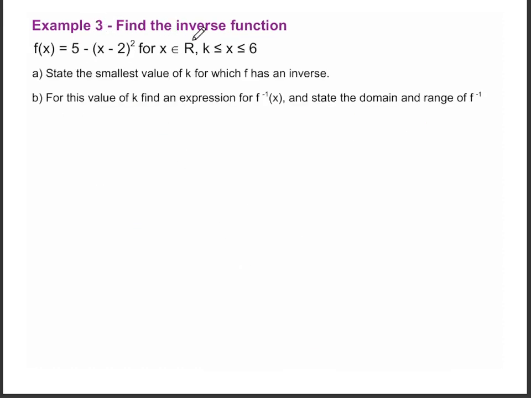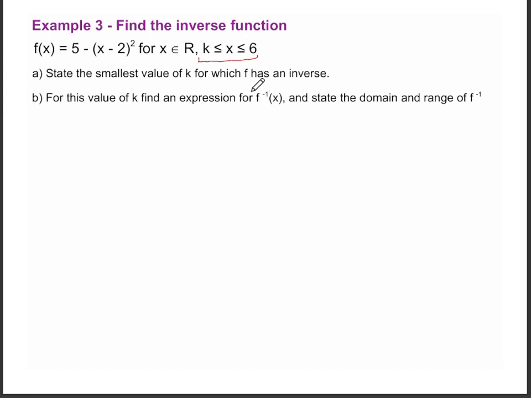Next, find the inverse function of 5 minus x minus 2 squared for x in R, so all values of x, but they have restricted your domain. Yeah, but they haven't given you the lower limit. Now, the first question states, state the smallest value of k for which f has an inverse.